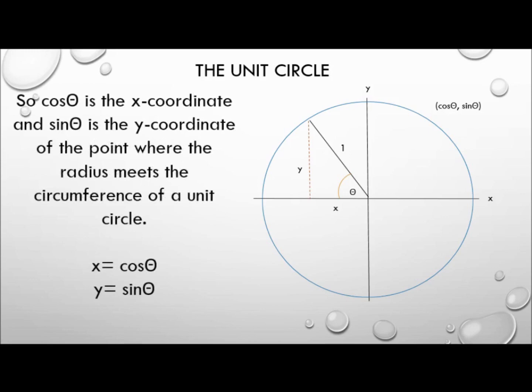So the cosine of theta is the x-coordinate and the sine of theta is the y-coordinate of the point where the radius meets the circumference of a unit circle. And we'll remember that a unit circle is just a circle of radius 1 unit. That unit can be a millimetre, a kilometre, a light year, an angstrom unit, it could be a mile, it could be an inch, it could be the length of your fingernail, it could be anything.